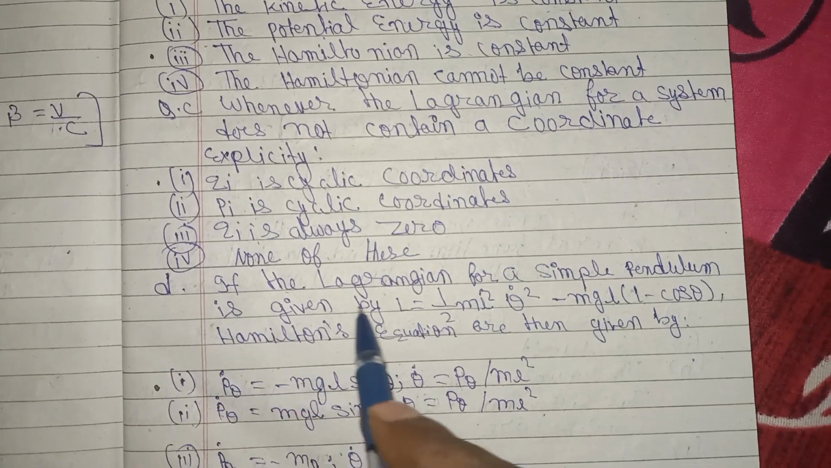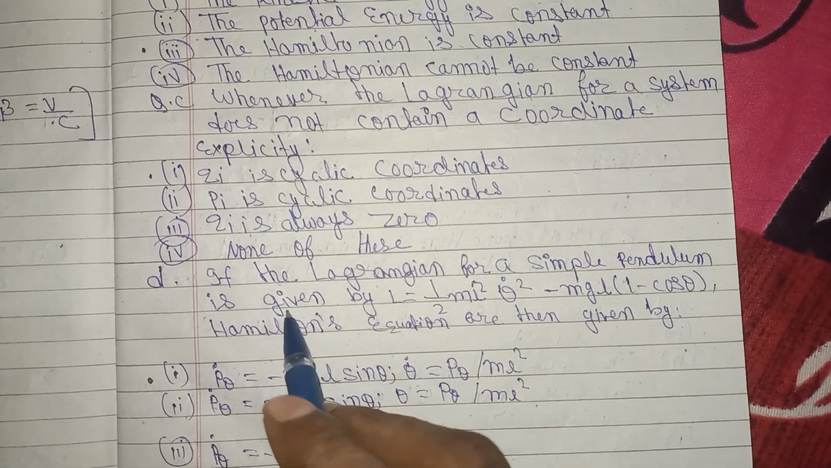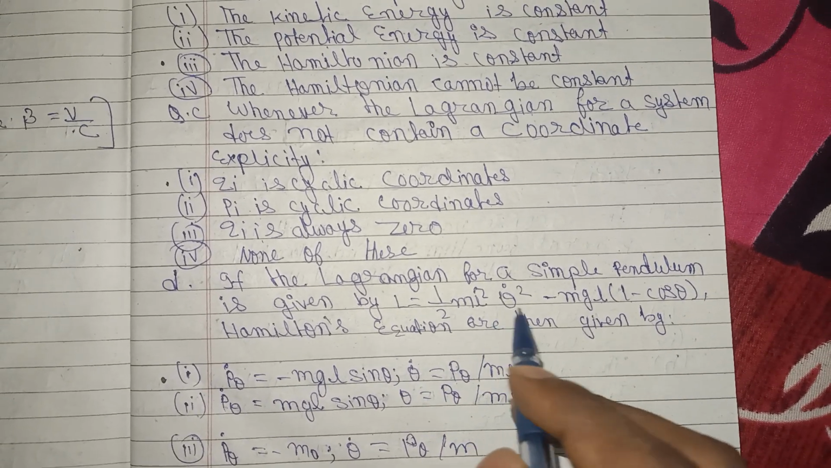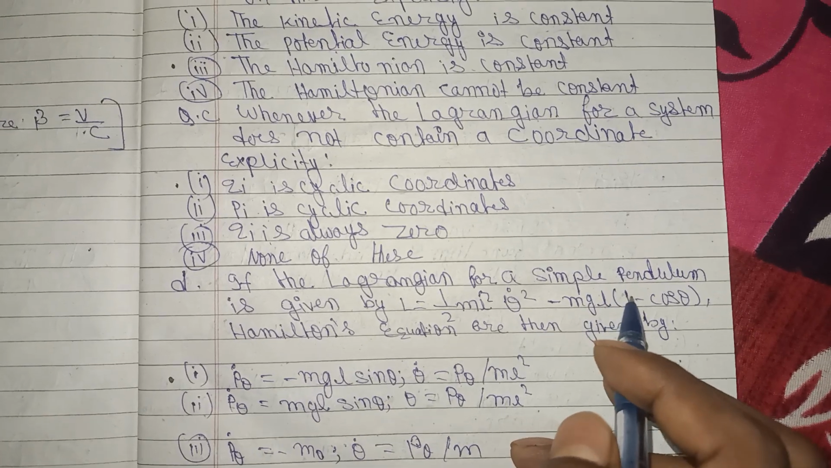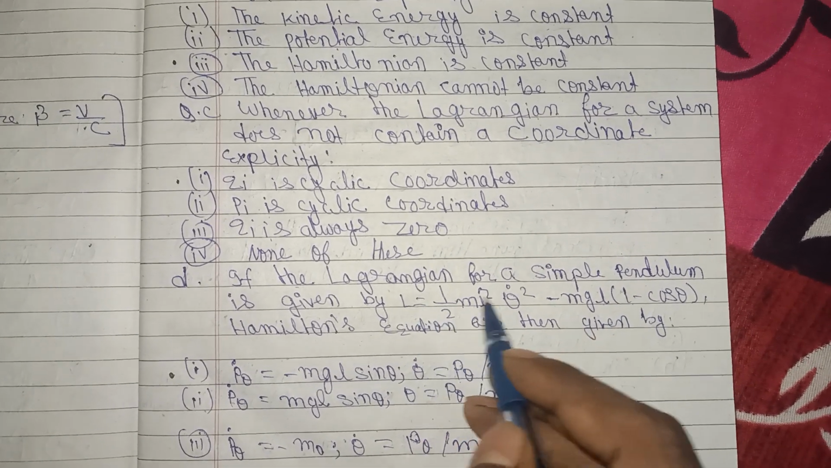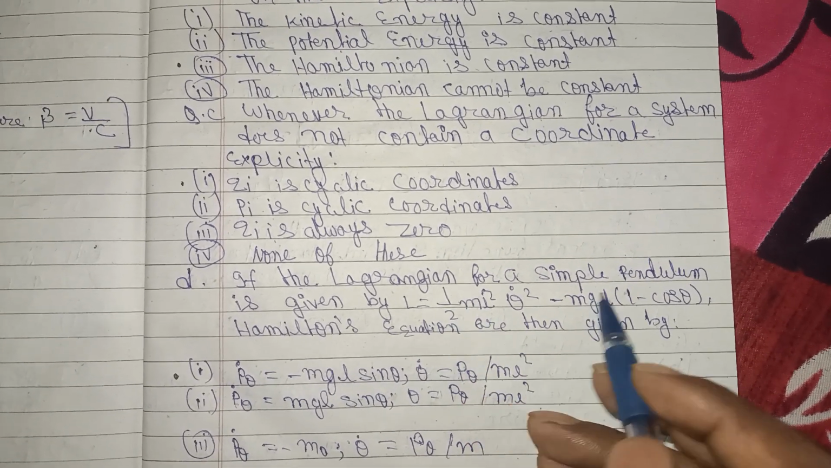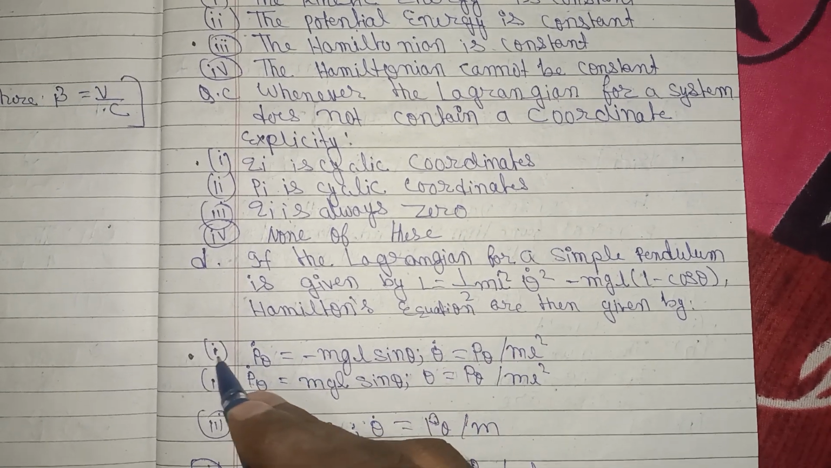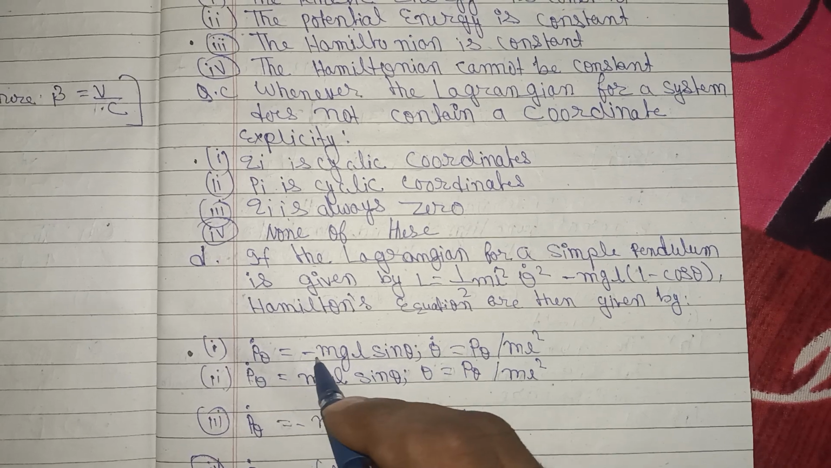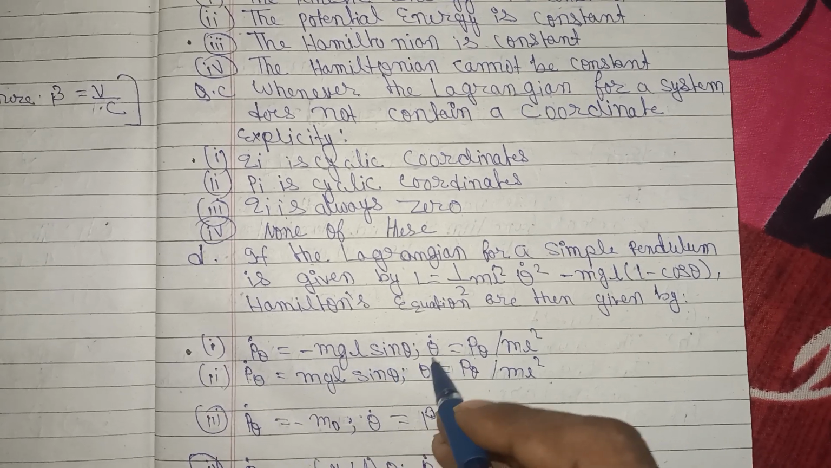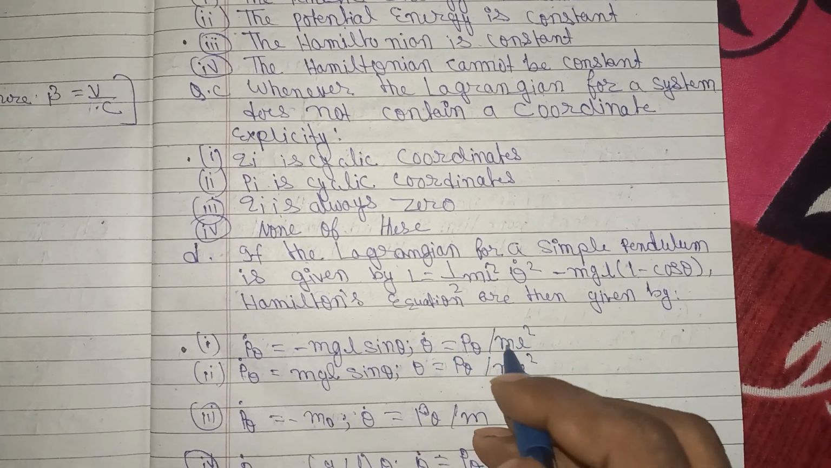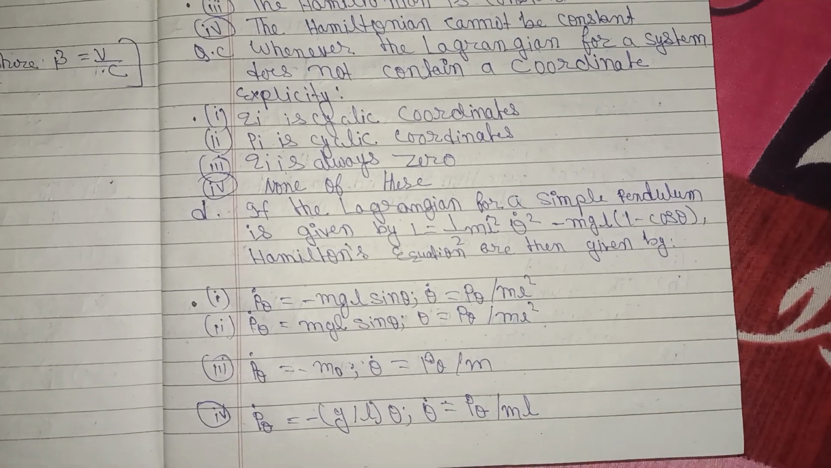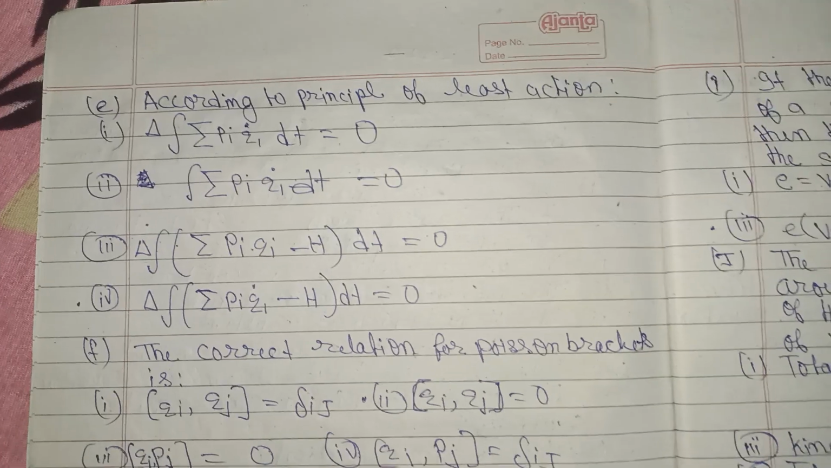And question number D, if the Lagrangian for a simple pendulum is given by L equals 1 by 2 m l squared theta dot square minus mgl (1 minus cos theta), meaning L equals T minus V, T is kinetic energy, V is potential energy. So option number 1, p dot theta is equal to minus mgl sin theta, theta dot equal to p theta by ml square, option A is correct. You can see this. So come to the next section.